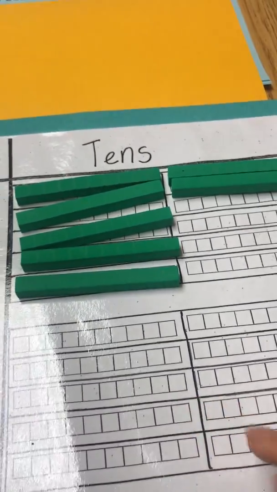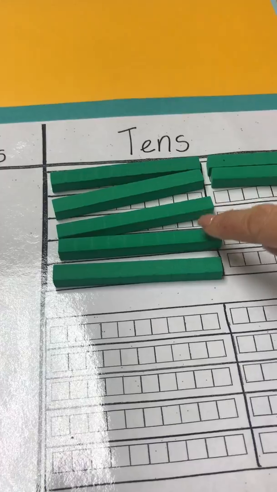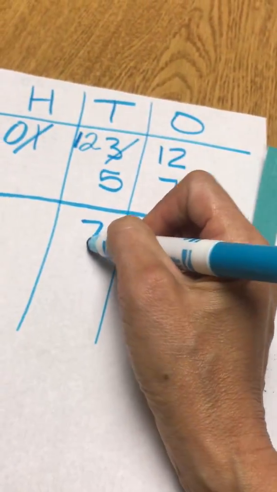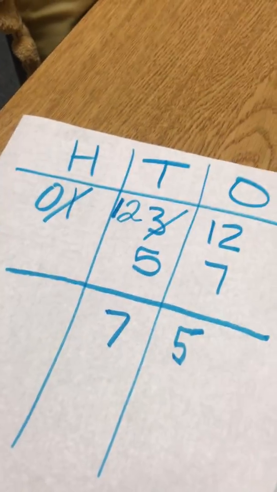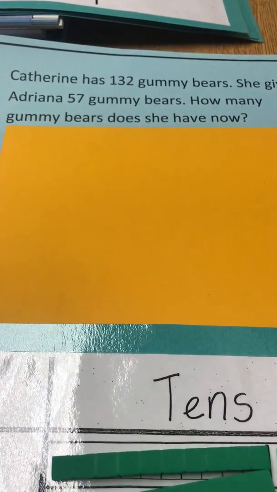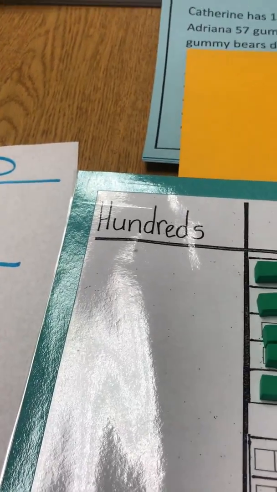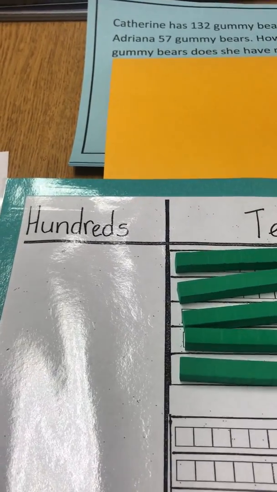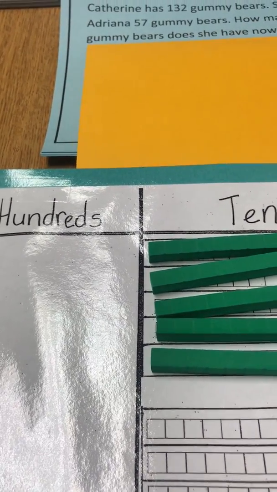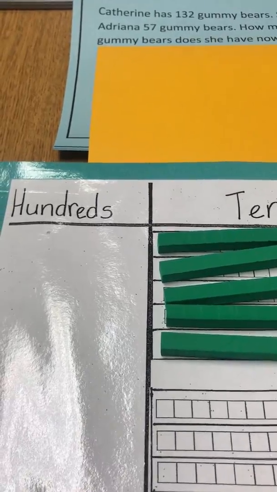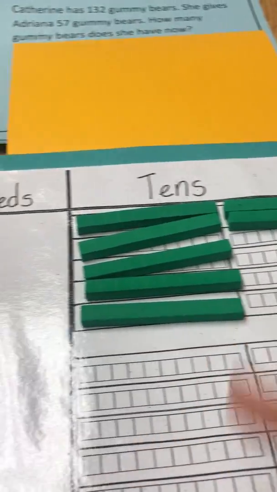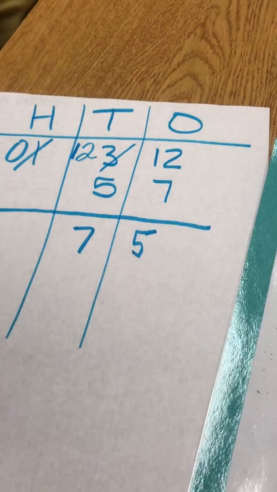Well, let's find out how many tens we're left with. We have 1, 2, 3, 4, 5, 6, 7. 7 tens. All right, boys and girls, we started with 132 gummy bears. We removed 57, and we had to regroup twice. And this is a great opportunity for students to then tell you that they are regrouping, which they did so well with the Unit 1 addition. And if not, then just gently remind them.